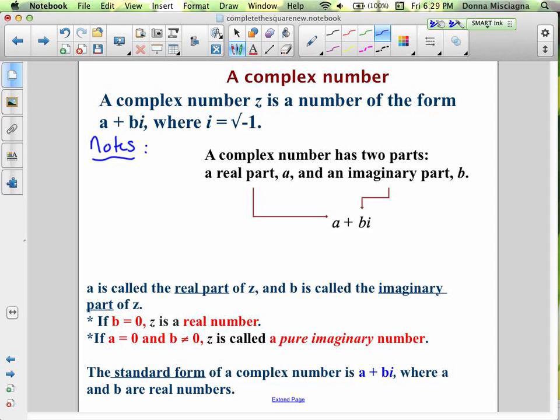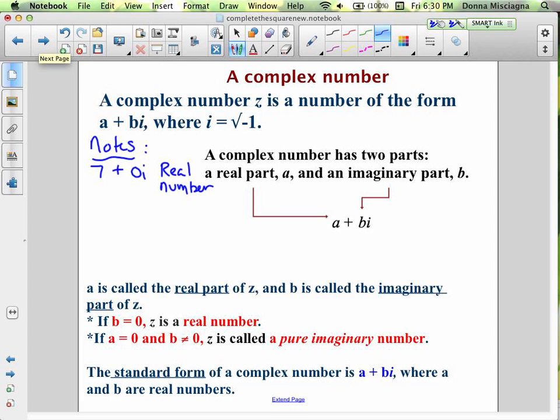If I have the number 7 plus 0i, I'm thinking of b being 0, and I wrote 0 instead of i. So here I have 7 plus 0i. This would be a real number because there's no imaginary part.